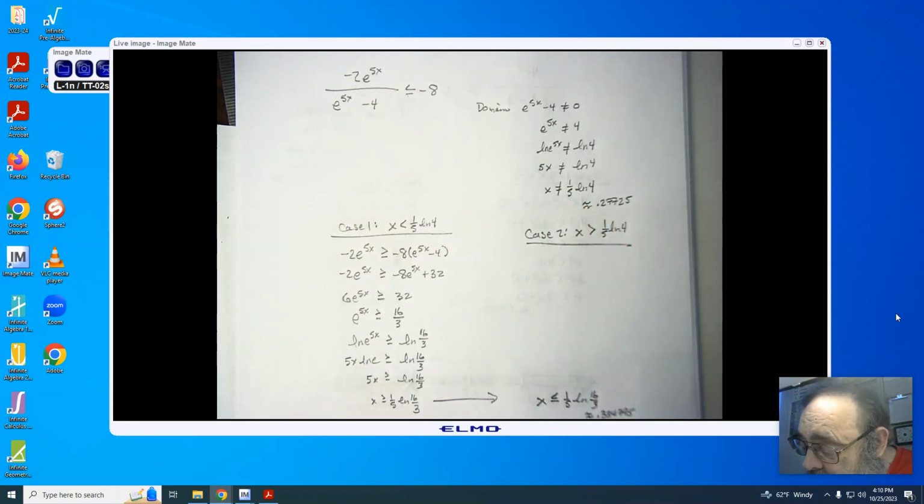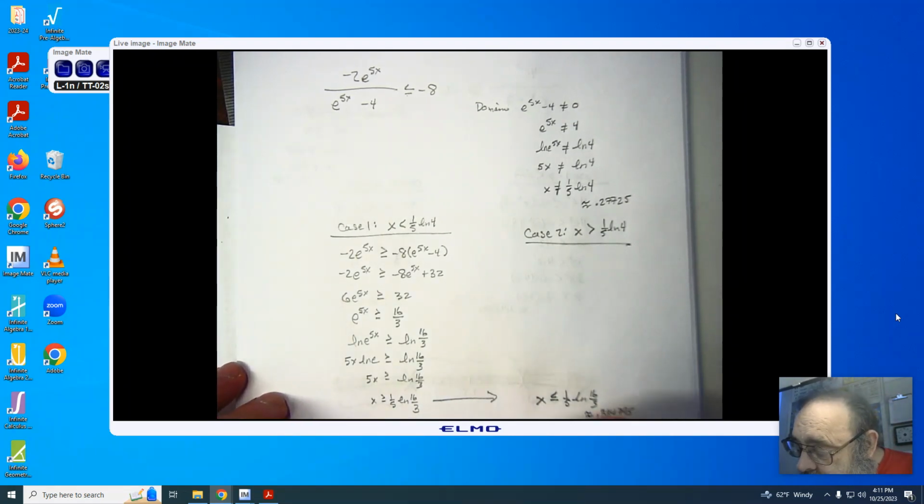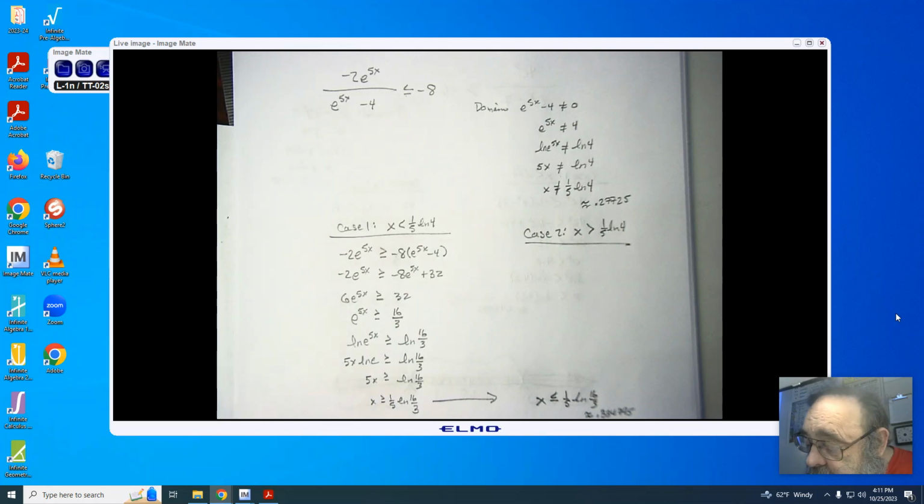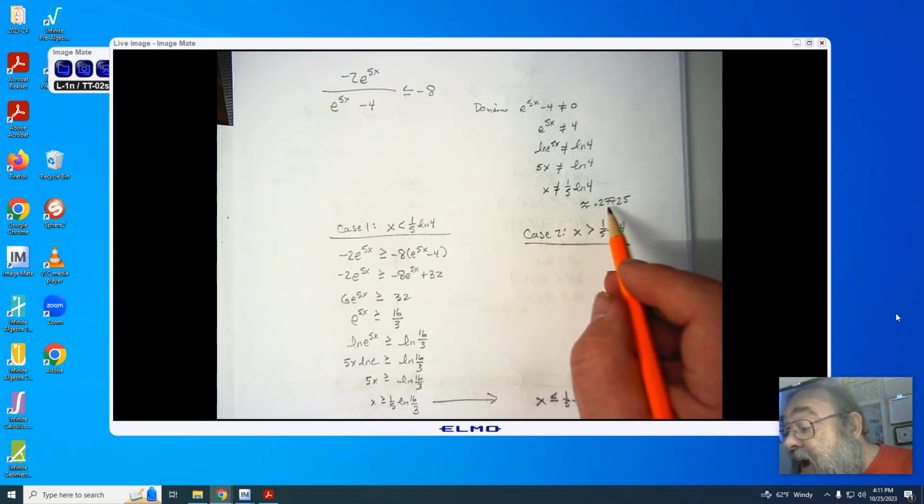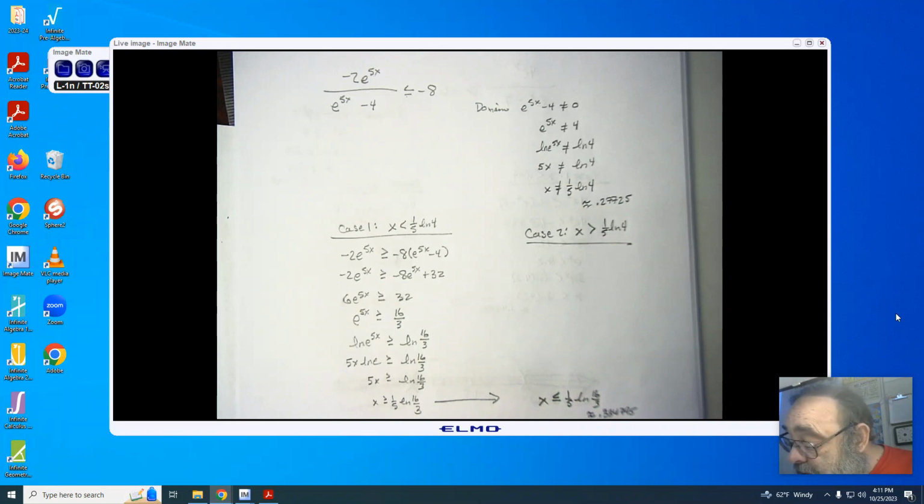So we have larger, smaller. Be careful, these are now brackets. Notice that it can now be or equal to. This is 1/5 natural log of 16/3. This is 1/5 the natural log of 4. And I'm now going to have to choose a value that's between 0.3334 and 0.2577. I'm going to go 0.3. 0.3 is in the middle.